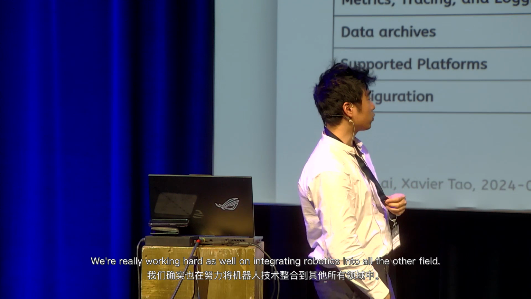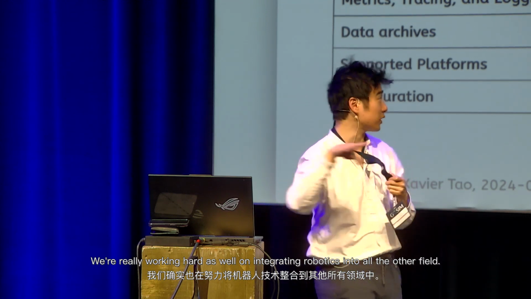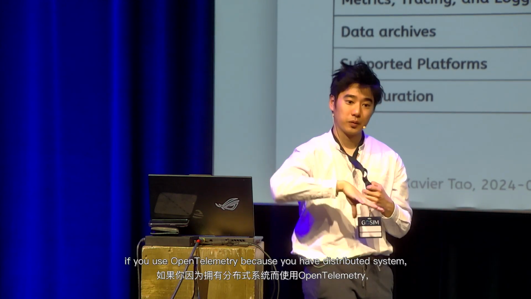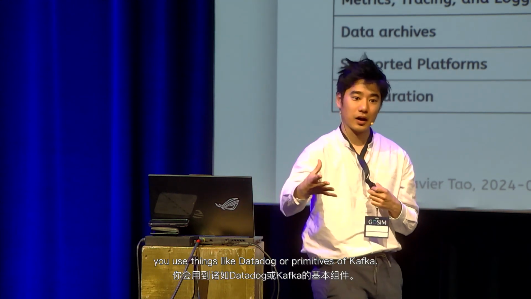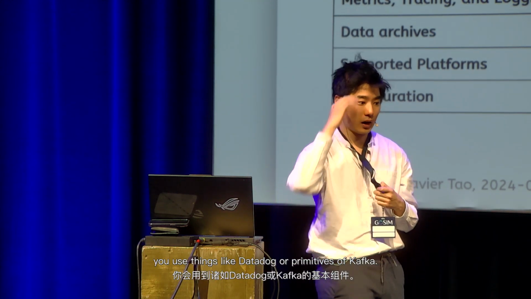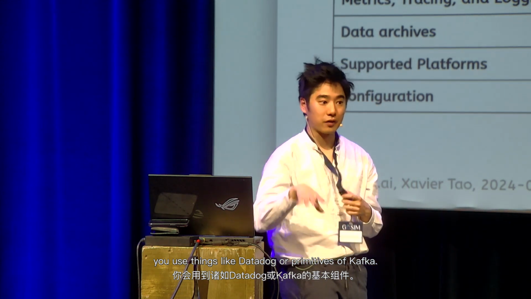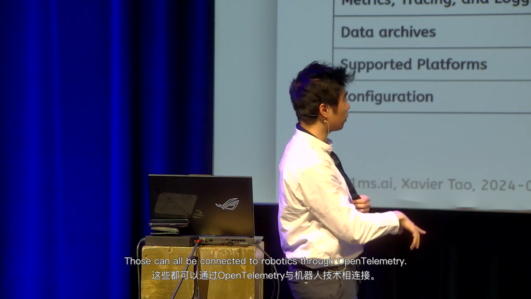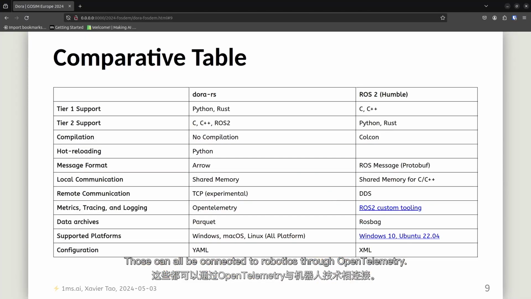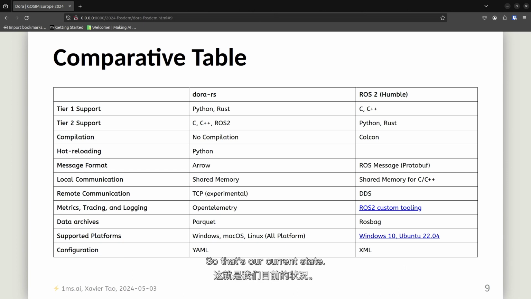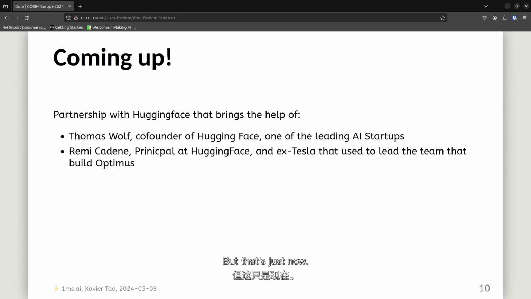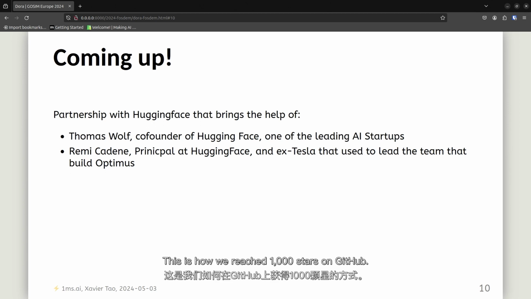We're really working hard as well on integrating robotics into all the other fields. So for example, if you use OpenTelemetry because you have distributed system, you use things like Datadog or Prometheus or Kafka. Those can all be connected to robotics through OpenTelemetry. And yeah, so that's our current state. But that's just now. This is what we did so far. This is how we reached 1,000 stars on GitHub. But we now have bigger plans.